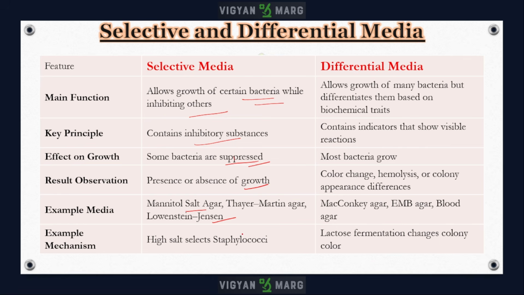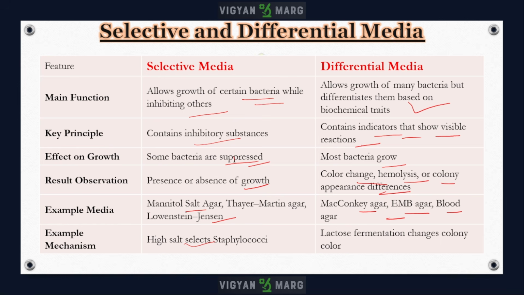Mannitol salt agar contains high salt, selective for staphylococcus. Differential media, on the other hand, allow many microorganisms to grow, but include indicators that reveal biochemical differences between the organisms. The main function is how colonies look: the color change, hemolysis, or colony appearance will be different. Some examples are MacConkey agar, EMB agar, and blood agar.